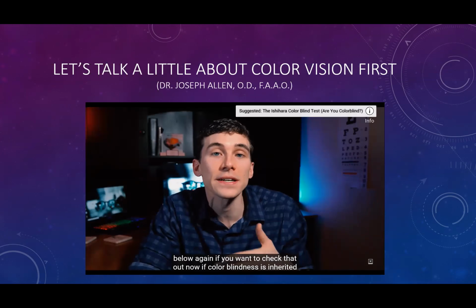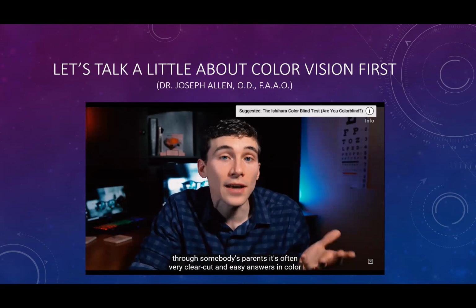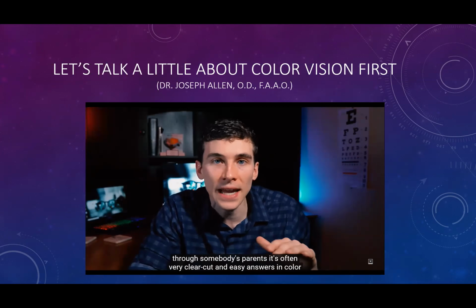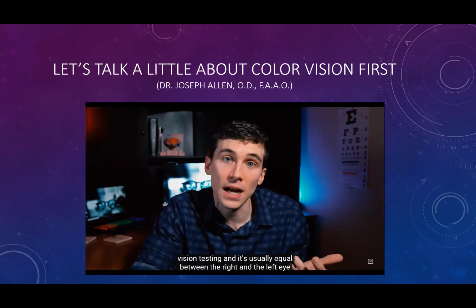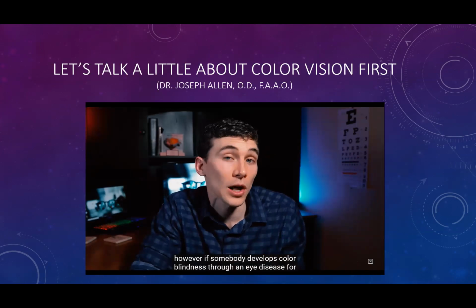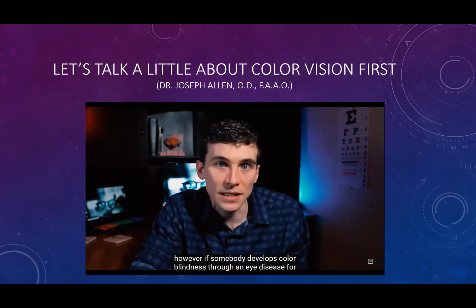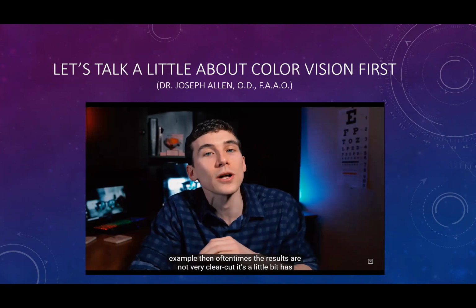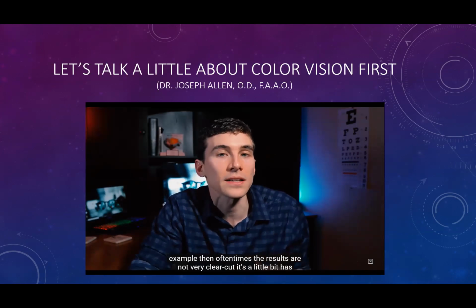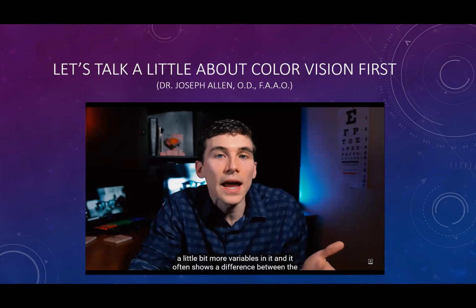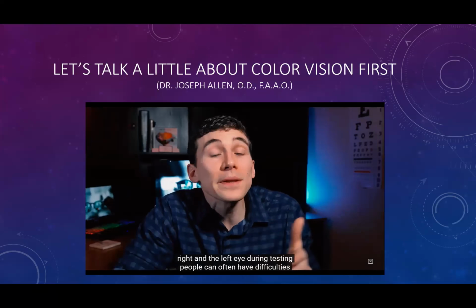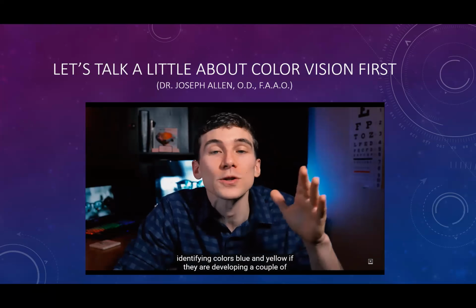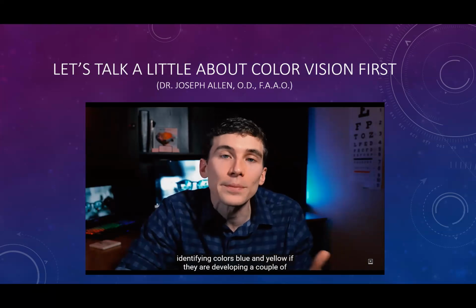Now, if color blindness is inherited through somebody's parents, it's often very clear-cut and easy answers in color vision testing, and it's usually equal between the right and the left eye. However, if somebody develops color blindness through an eye disease, for example, then oftentimes the results are not very clear-cut. Has a little bit more variables in it, and it often shows a difference between the right and the left eye during testing.